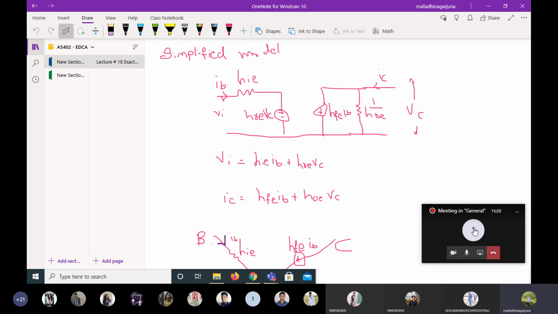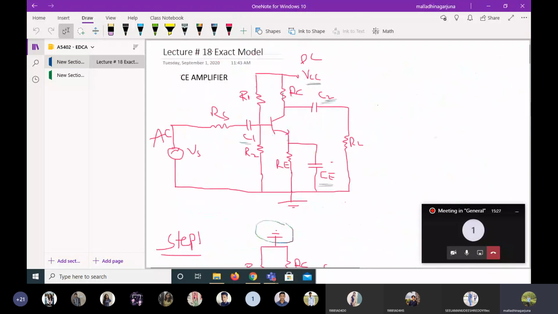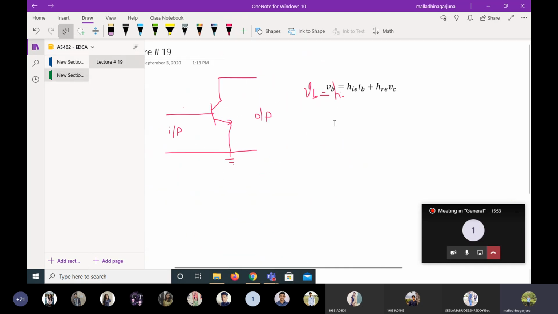So this is what we discussed in the last class. Am I audible to all of you? Yes, sir. Okay, so first let me once again tell you what the H parameter model is and how we can draw it, and then I will go with the simplified model.